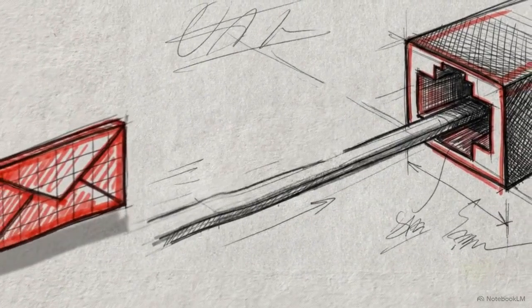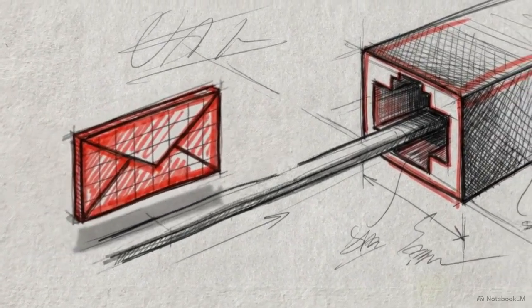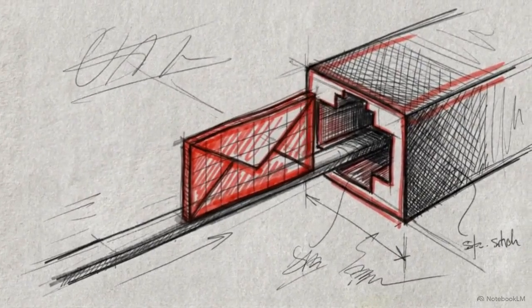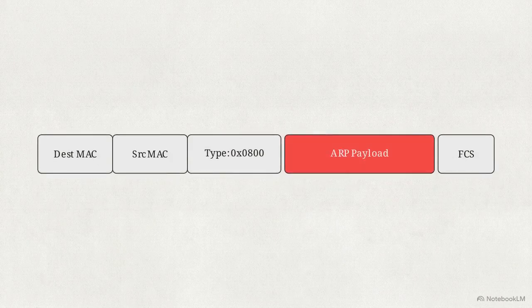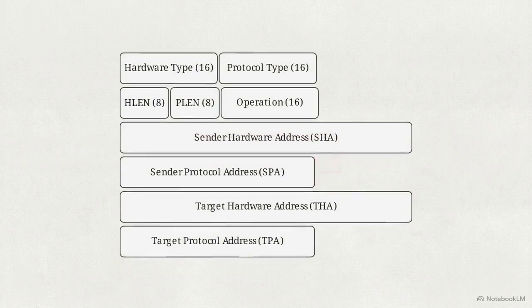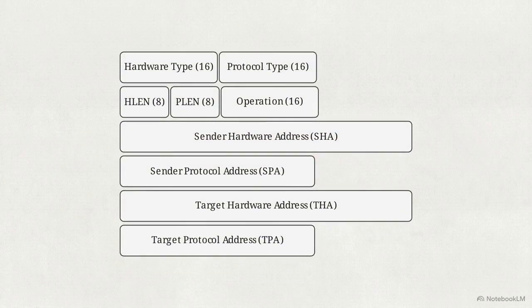But the unauthenticated logic designed for networks in 1982 is also the root cause of the modern enterprise's most critical local vulnerabilities. This schematic of an Ethernet frame shows exactly where ARP lives in the network stack. Unlike higher layer protocols that use port numbers or session IDs, ARP is a raw payload encapsulated directly inside a data link frame, identified by a specific EtherType value of 0x0806.